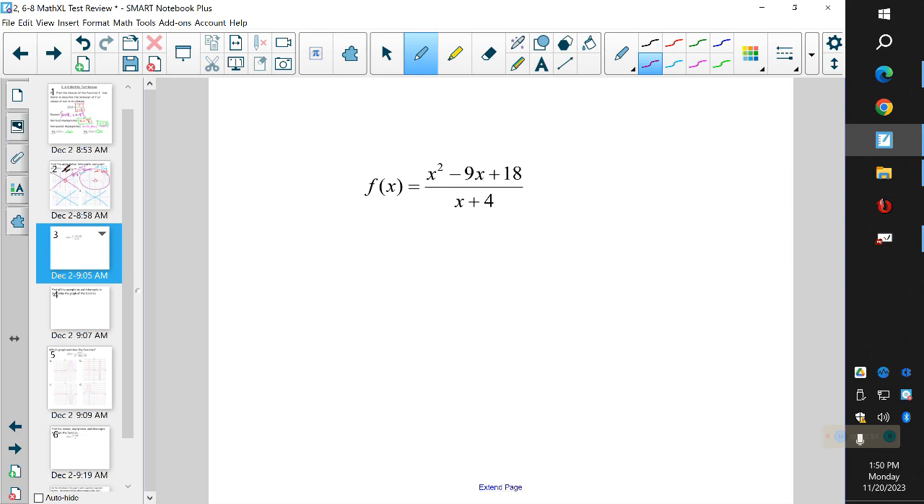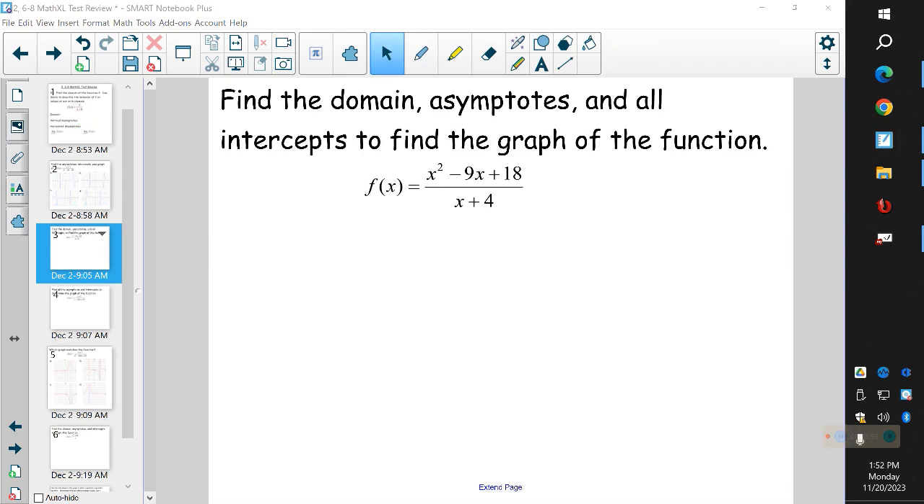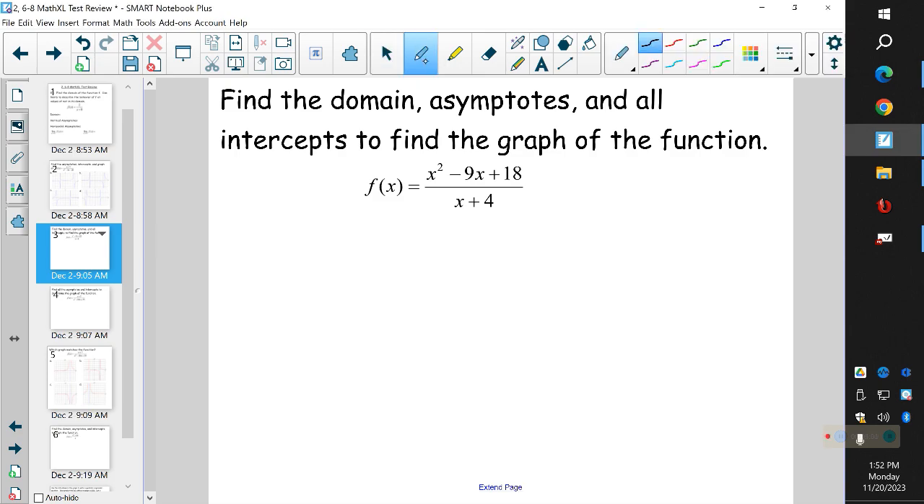Hold on 1 second. Okay, so we want to find the domain, the asymptotes, and all the intercepts of this graph as well. So immediately, I'm going to say, okay, I know what my domain is. My domain is going to be x is an element of the reals, and x cannot be negative 4. I don't have to factor that.